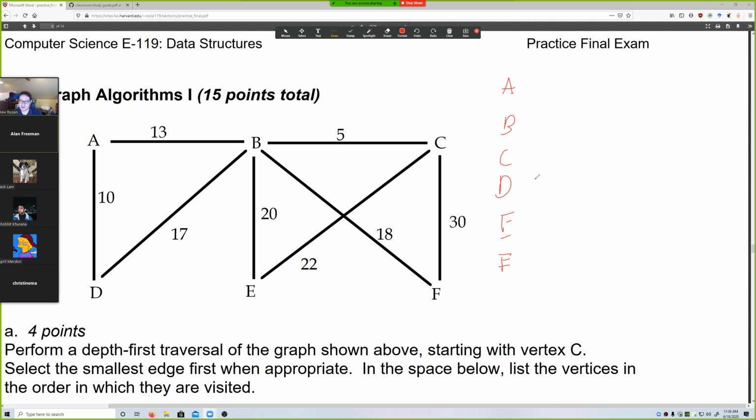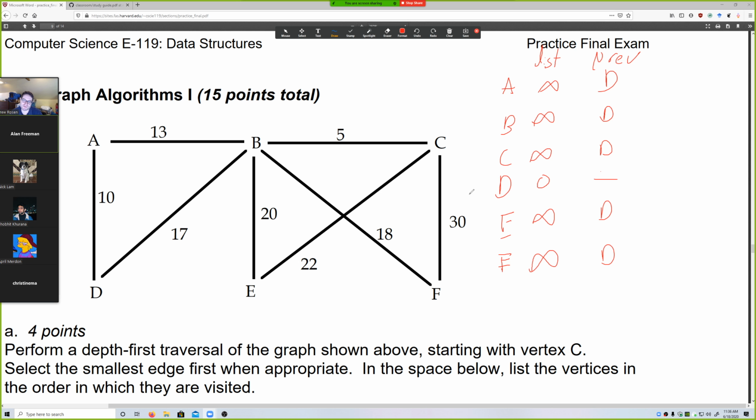So let's initialize this. Infinity, infinity, infinity, infinity. Initially, it's going to take an infinite amount of work to get to any other node from D. Make sense? This is our distance. This is the previous node.